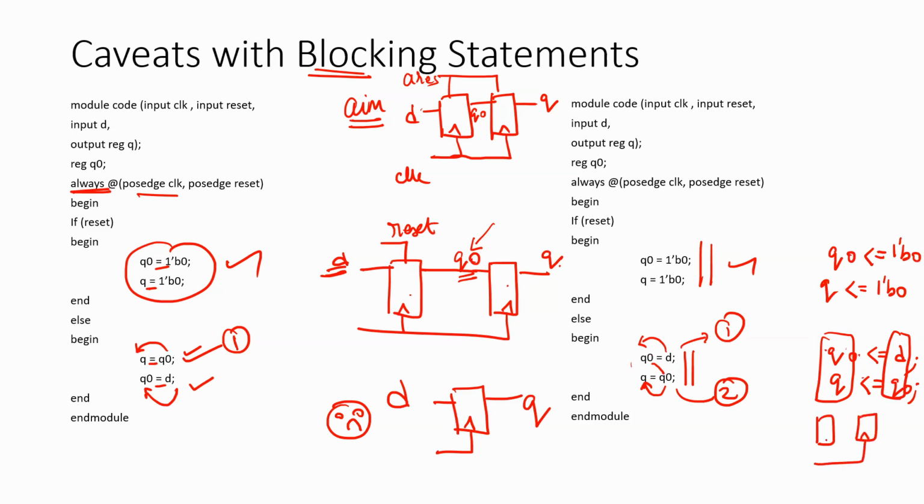So always, the moral of the story is: use non-blocking for writing sequential circuits. Whenever you want to write a sequential circuit, you always go with non-blocking statements. When we are using blocking statements, we have to be very careful. Okay. Let us look at one more caveat with blocking statements.